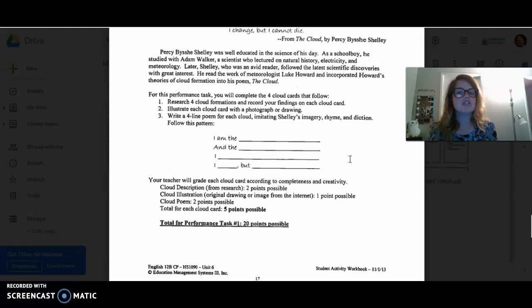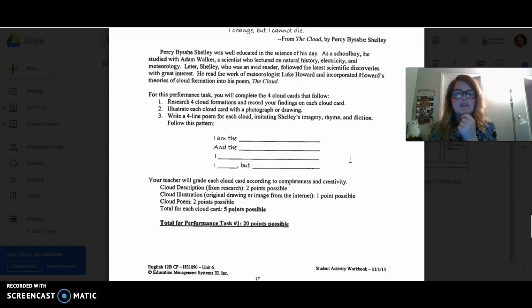You're going to illustrate the cloud with a photograph or a drawing. So you can print it out and tape it there, or you can just draw it in. You're going to write a 4-line poem for each type of cloud, imitating Shelley's imagery, rhyme, and diction. So you're going to follow that pattern. So try to use imagery, right? So appealing to the 5 senses, seeing, smelling, tasting, hearing, and feeling, right?